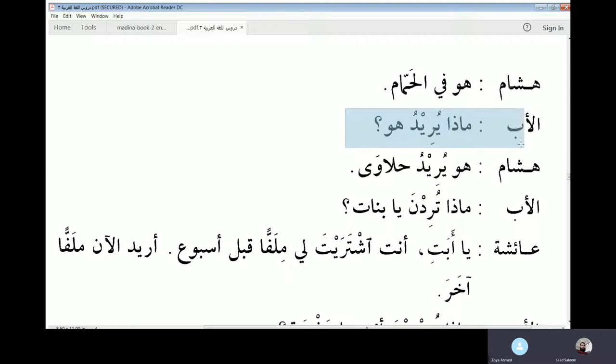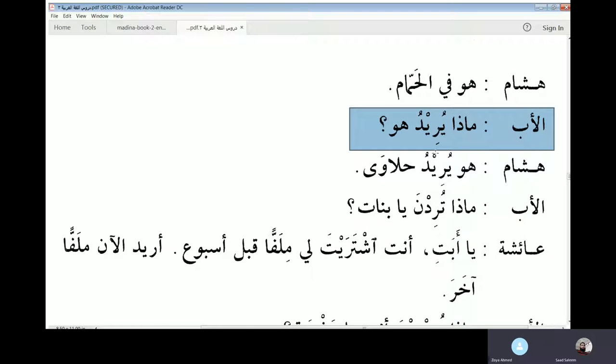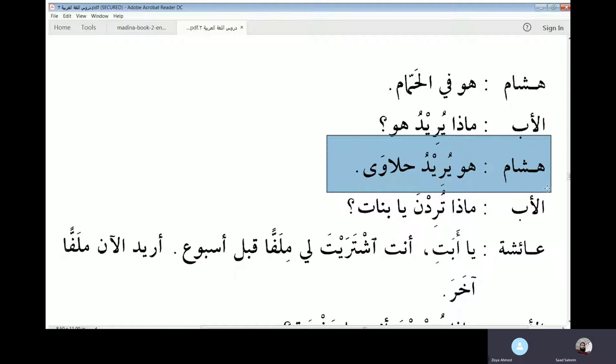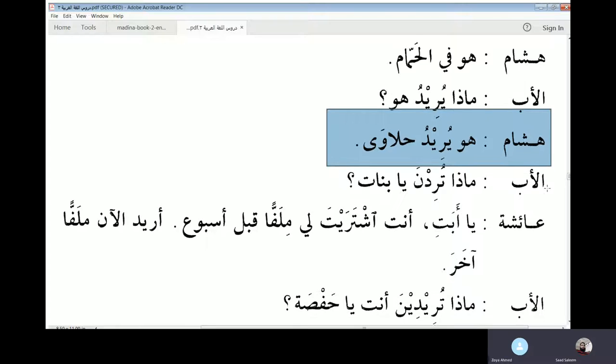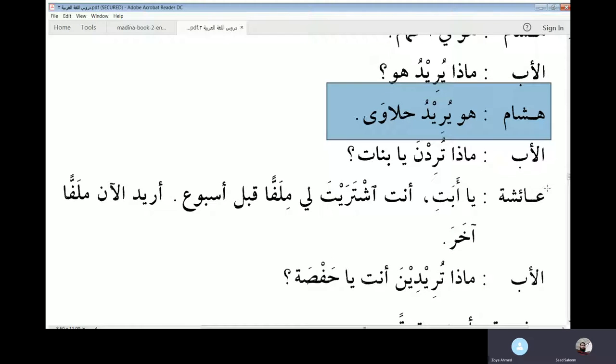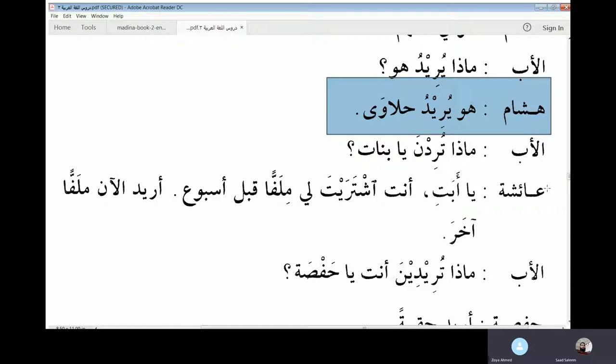Al-ab: Madha yureedu huwa? What does he want? Hisham: Huwa yureedu halwa. He wants sweet meat.